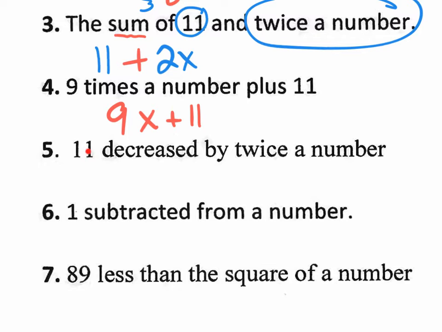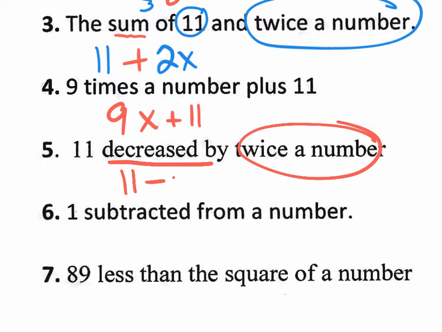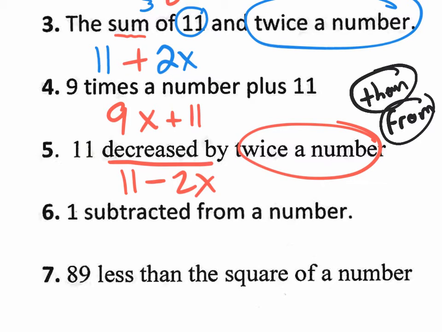Number 5. 11 decreased by twice a number. 11 take away 2x, right? There you go. Notice, decreased by, yeah, we know it's subtraction. If I say your age decreased by 2, you're going to put your age first and then you're going to subtract 2, right? So decreased by does not imply a switch in order. It's only when you have the word than or from, that's where you switch the order. Okay, you don't need to write that. But than or from, that's where you switch the order.